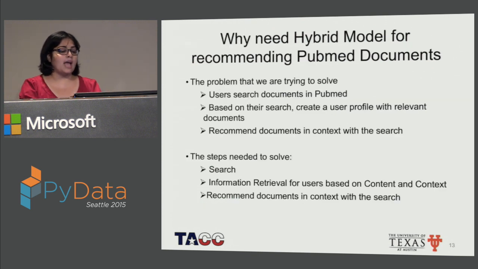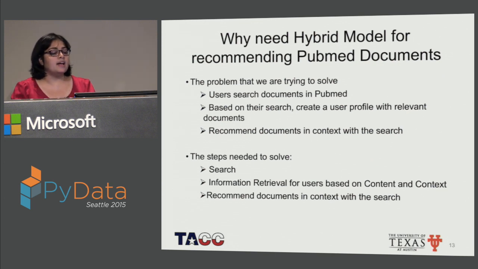So why do we need hybrid models for recommending PubMed documents? Would the existing ones not do? As I said, when users go into PubMed, I do not know if you are aware of PubMed. PubMed is a medical articles corpus. Its abstracts are readily usable. It's licensed under Medline, but for our experiment, we have used only the full documents which are open source and available. We have not used the Medline license.